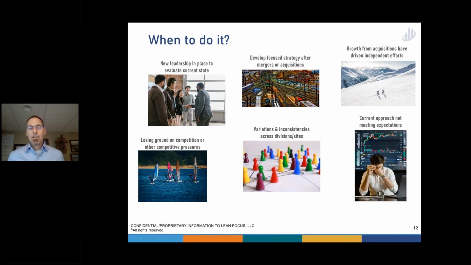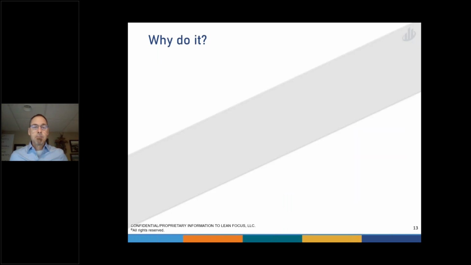And many times the current approach is just not meeting expectations. A lot of companies have been working on Lean for a long time and just not getting where they want to be. And so this assessment can help you identify what is missing. What's missing on the tool side, what's missing on the execution side, what's missing on the cultural side. So as you reflect on these different areas, maybe some of these issues are in your business and apply to where you're at and why you're here today learning about this.